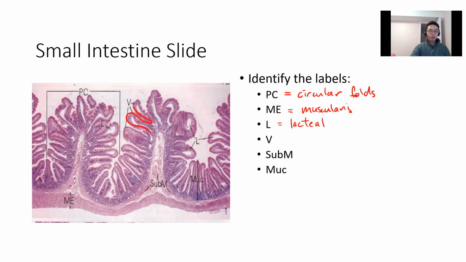V is pointing at these structures. Okay, that's V. That's the villus. Villus for singular, villi for plural. Sub-M, you probably guessed that one, is the submucosa. And this is the mucosa. Okay, you cannot really see the microvilli here. You would need a more powerful microscope to zoom in to see it.